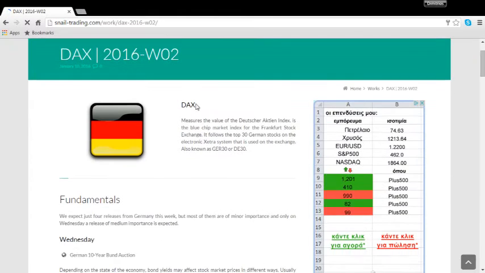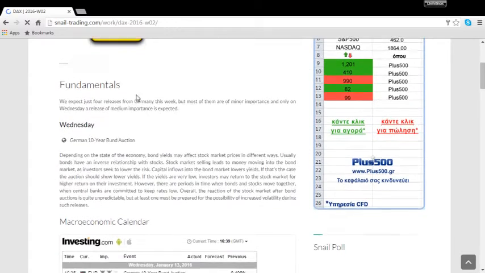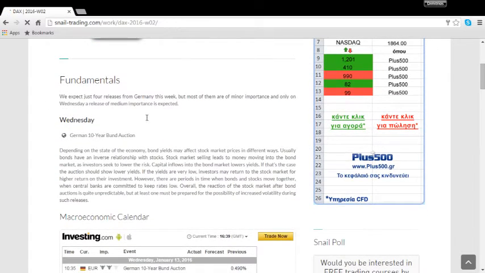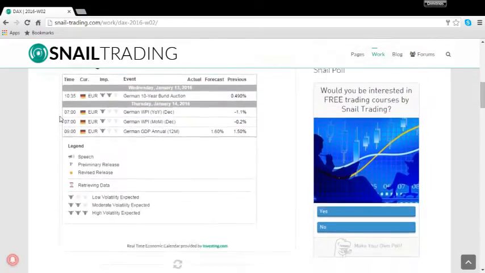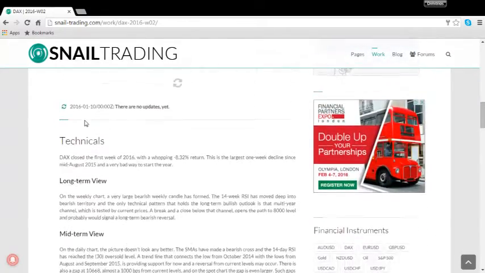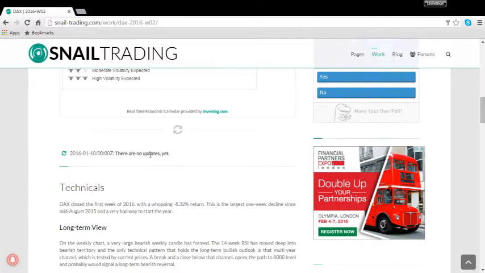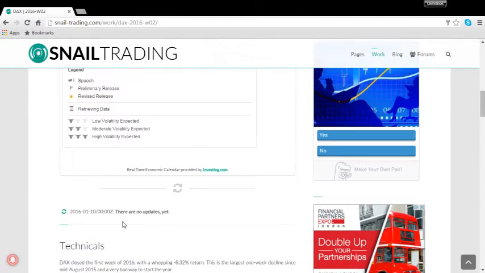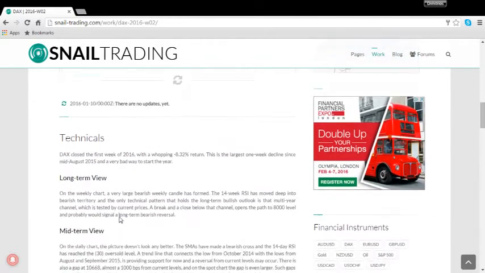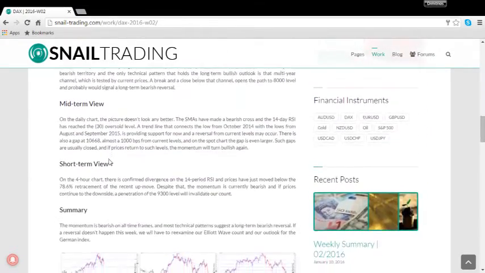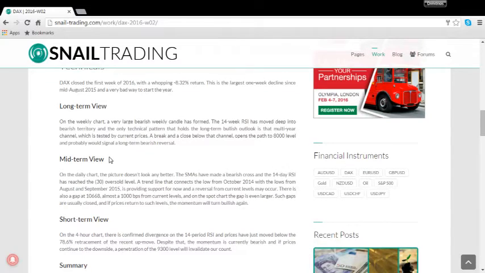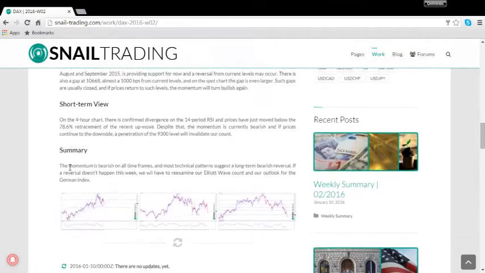developments. Every report has a fundamental section, about which I'm going to talk in a while, and a macroeconomic calendar. Here we post updates with regard to the fundamental analysis during the week. There is a technical section where we give you our views about technical analysis for the long term, mid term, and short term, and a summary.